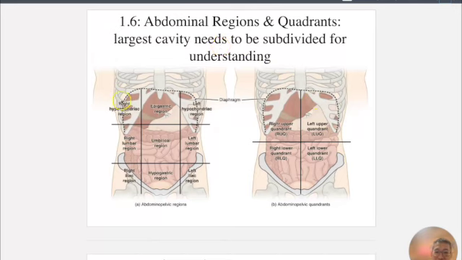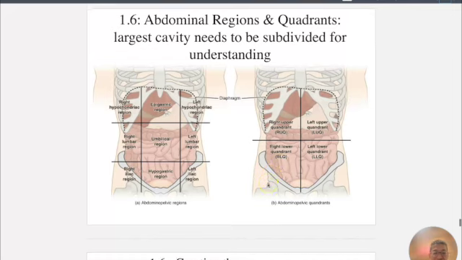Now the abdominal cavity is subdivided into different regions. So we're mainly going to look at this one. Again, this is the patient's side. Don't get this confused. This will be the left upper quadrant and the left lower quadrant, right upper quadrant, right lower quadrant. Easy.